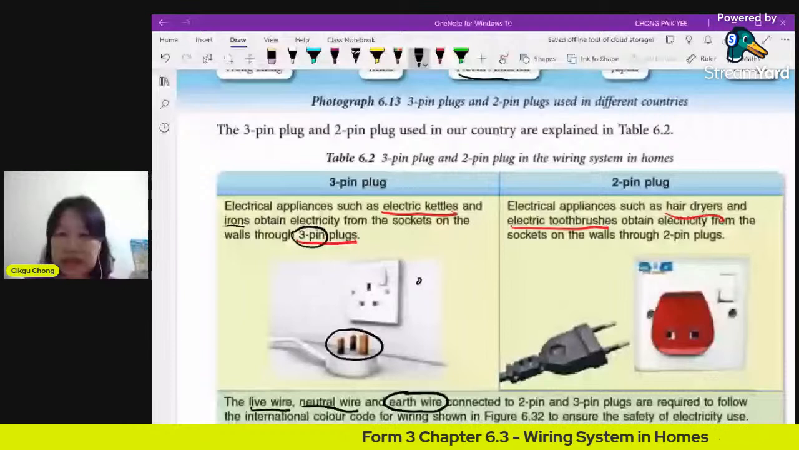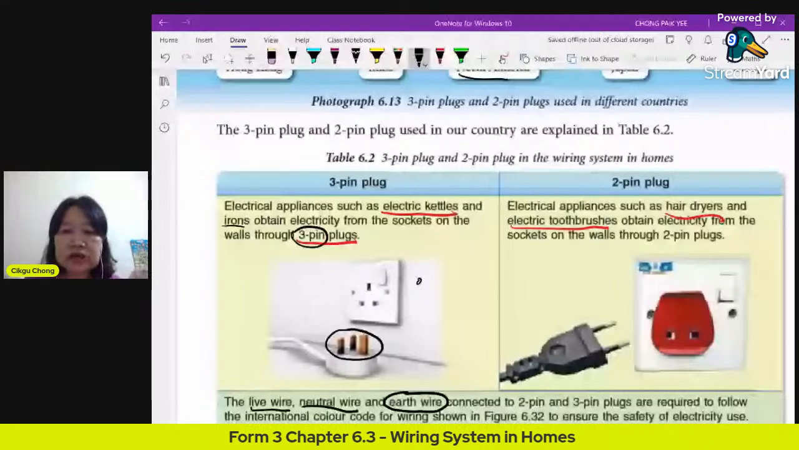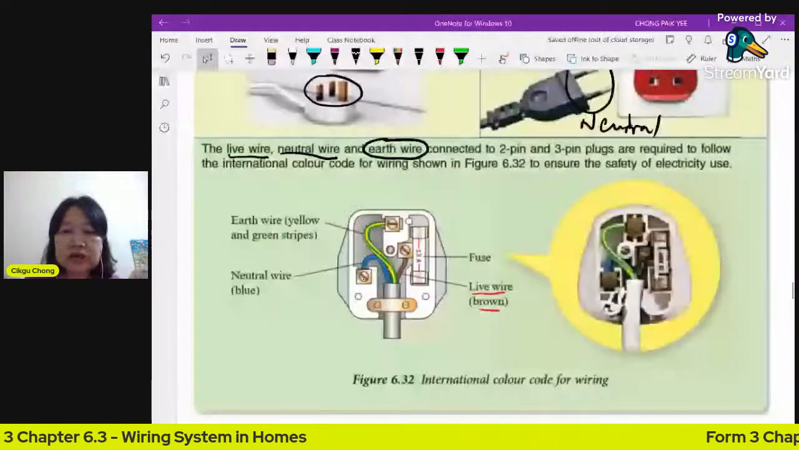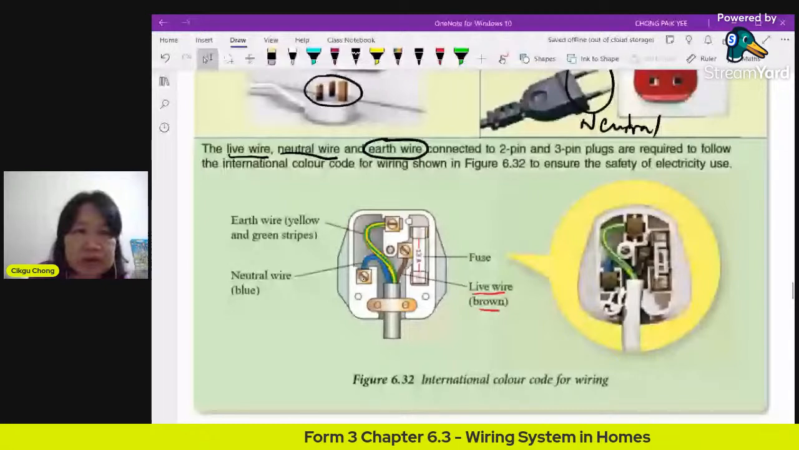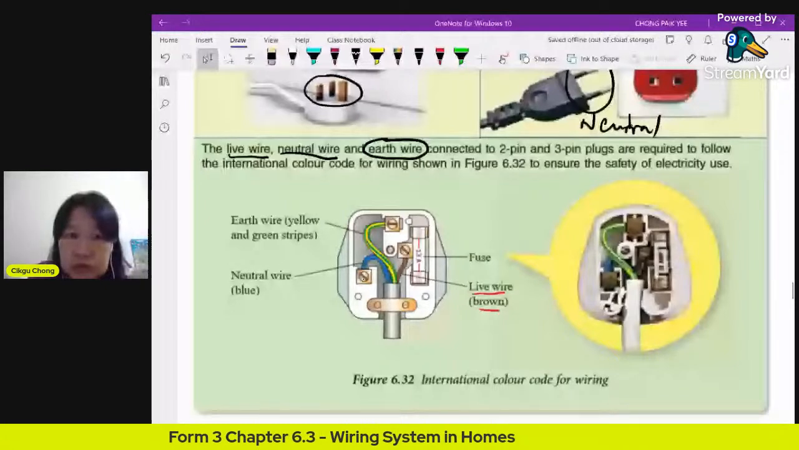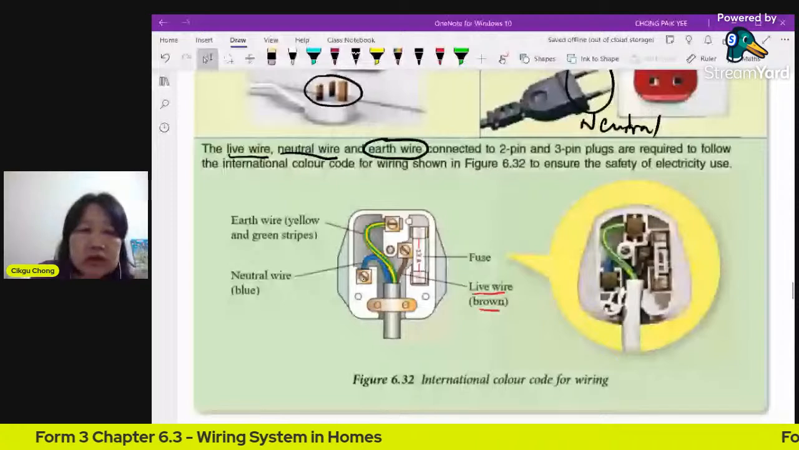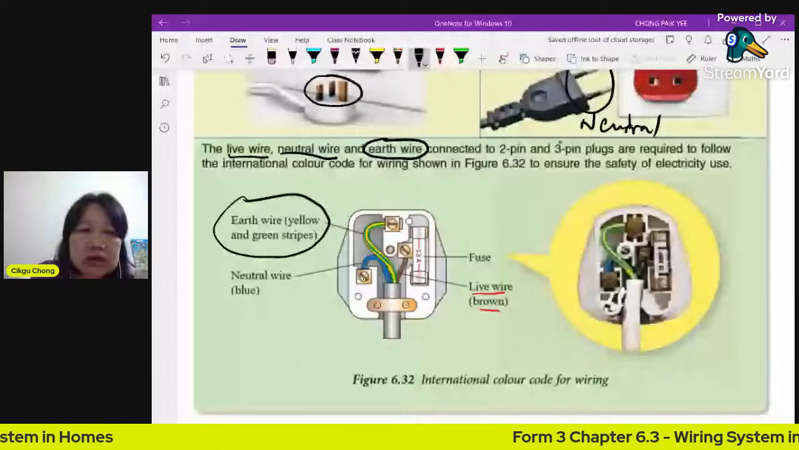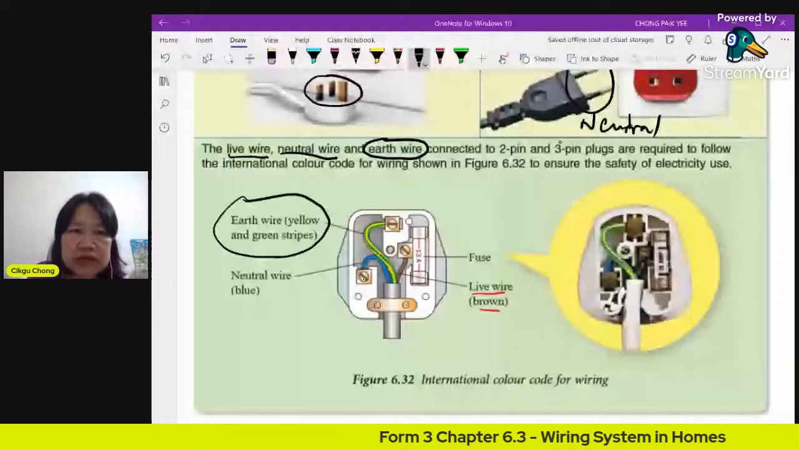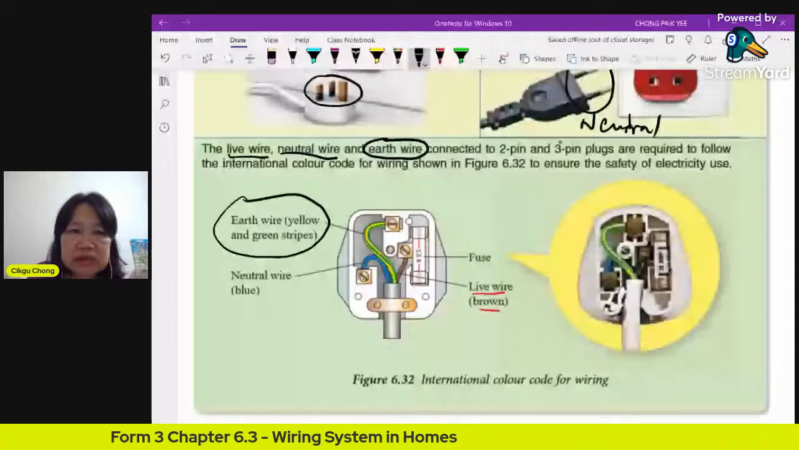When you talk about safety, definitely it is the 3-pin plug which is safer because of the earth wire. And remember the colors: live is always brown, neutral is always blue, and the earth wire is yellow and green stripes. Last time they used to put green, I think, and the neutral wire they put as black, and the live wire as red. So now they changed it. This is the new system, so follow the colors here.